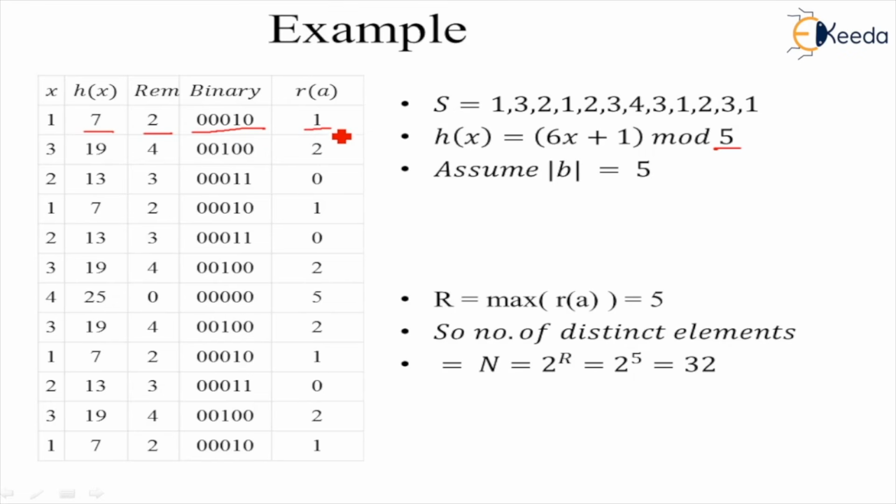Similarly, we'll use the value 3. We'll place it inside this hash function. 6 into 3, that is 18 plus 1, 19. We got the value 19.